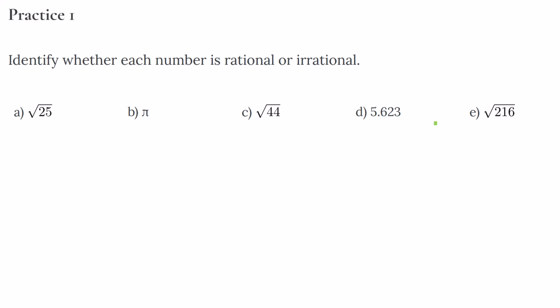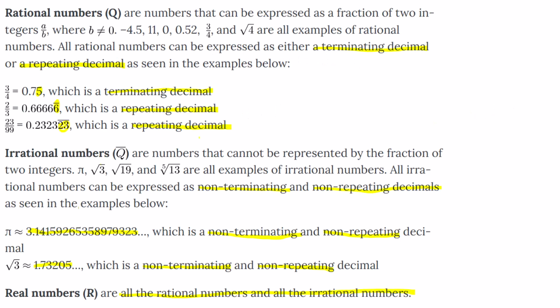For practice 1, we'll be identifying whether each number is rational or irrational. We're going to be using the symbols provided to show which number set each number sits under. So for rational numbers, we'll be using a Q. For irrational numbers, we'll be using a Q with a line over top of it. And while I'm here, I'll just show you that real numbers are represented with an R.